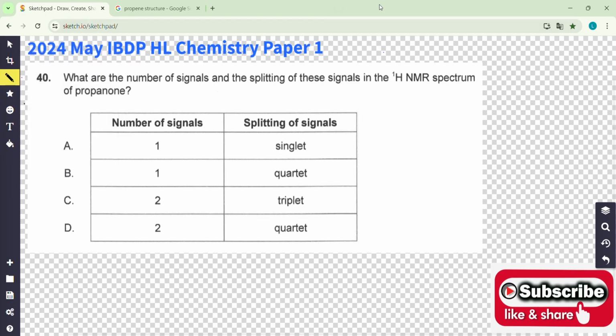Last one already. Okay, question 40. You talk about 1H NMR spectrum about the hydrogen ion. So you need to draw the structure of propanone. First of all, what is propanone?